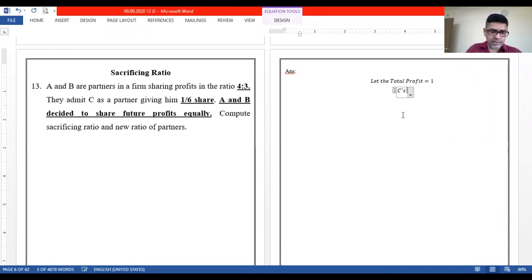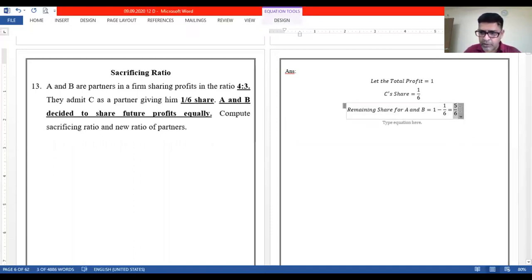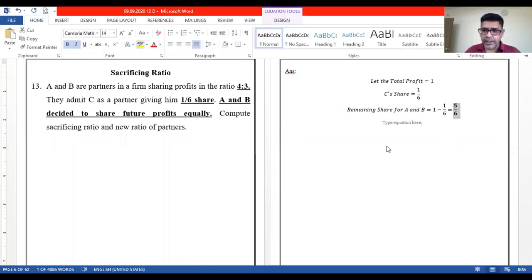We know C's share. Okay, what is C's share? That is 1/6. Okay, now the remaining share, for whom? For A and B, right? That will be equal to 1 minus 1/6. Okay, so that will be 5/6. Yes. Can you tell me to whom this 5/6 share belongs? A and B. Okay, A and B will get this 5/6 remaining share in which ratio?